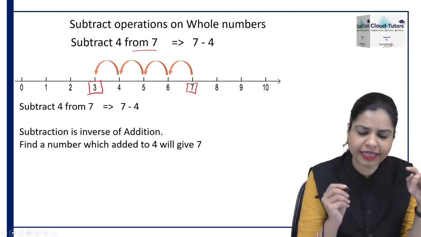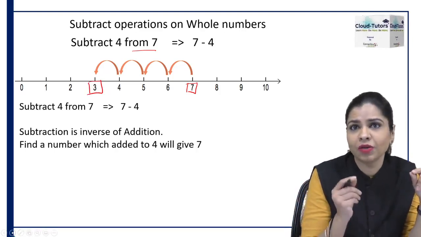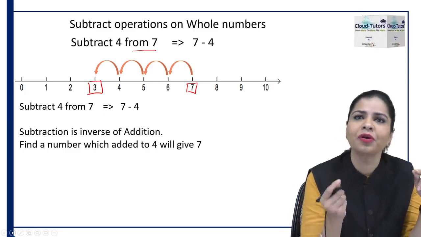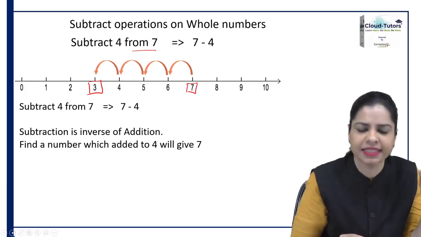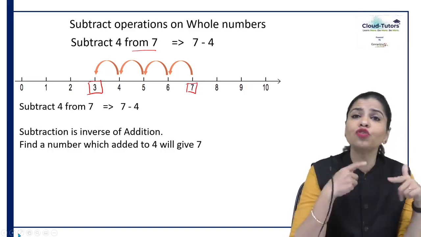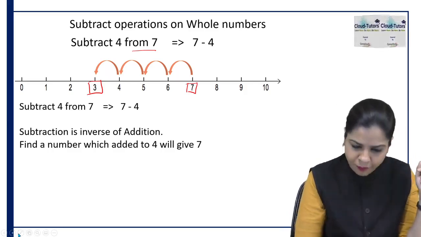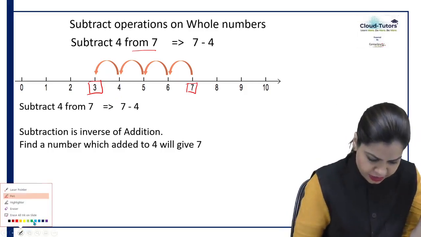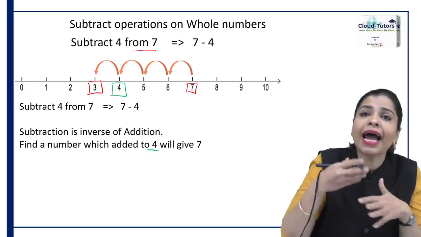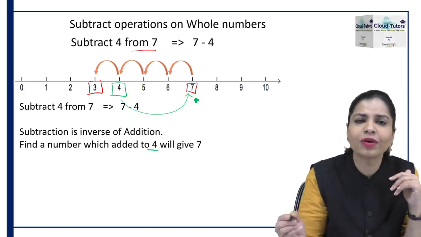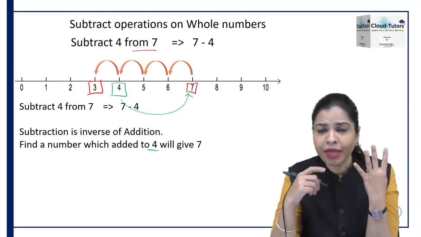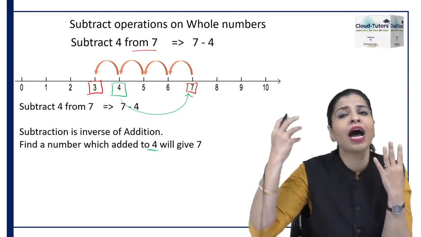Got it? So subtracting 4 from 7 gives you 3. Now find a number which added to 4 will give you 7. You have 4, but you want 7. How many do you need to add? So to reach 7, how should I do it?